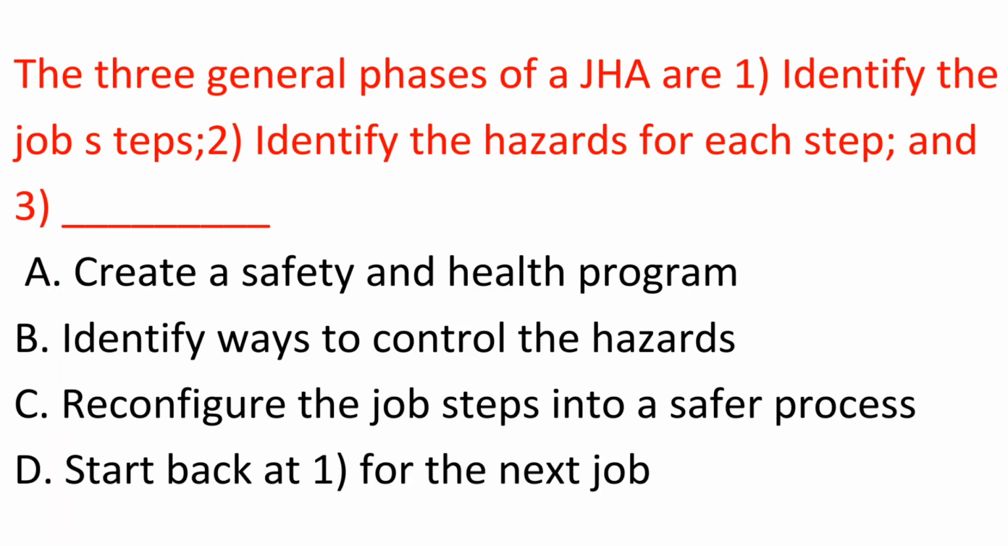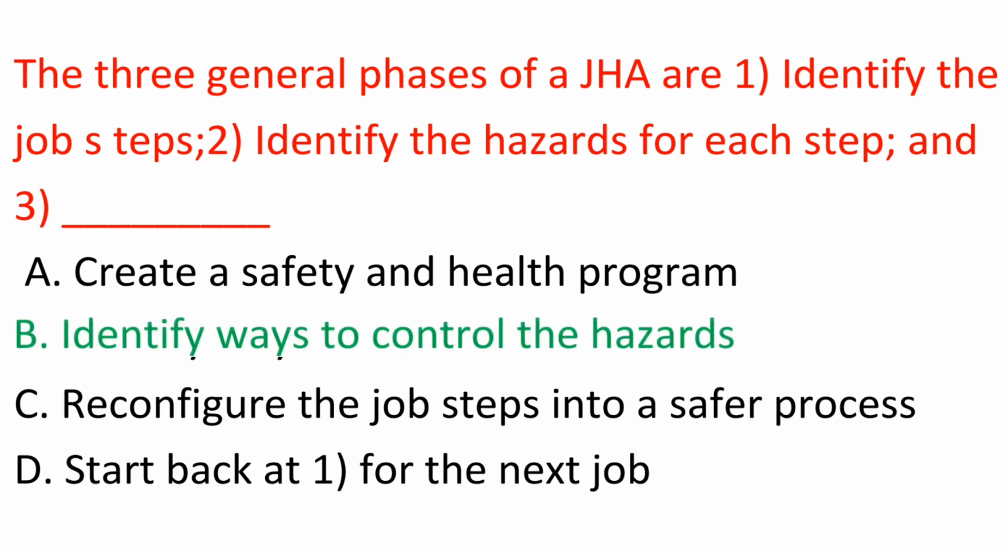Question. The three general phases of a JHA are 1. Identify the job steps, 2. Identify the hazards for each step, and 3. A. Create a safety and health program. B. Identify ways to control the hazards. C. Reconfigure the job steps into a safer process. D. Start back at 1, for the next job. Answer. B. Identify ways to control the hazards.